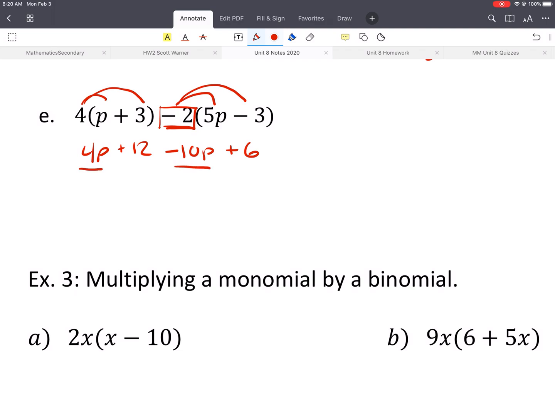Combining like terms, highest exponent is just the p. So that gives us 4 minus 10, gives us negative 6p. And then we have our constants, gives us plus 18.